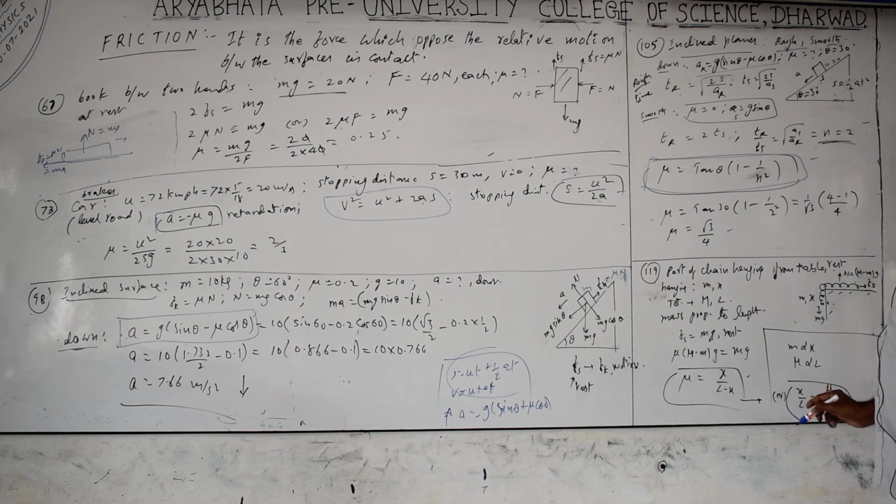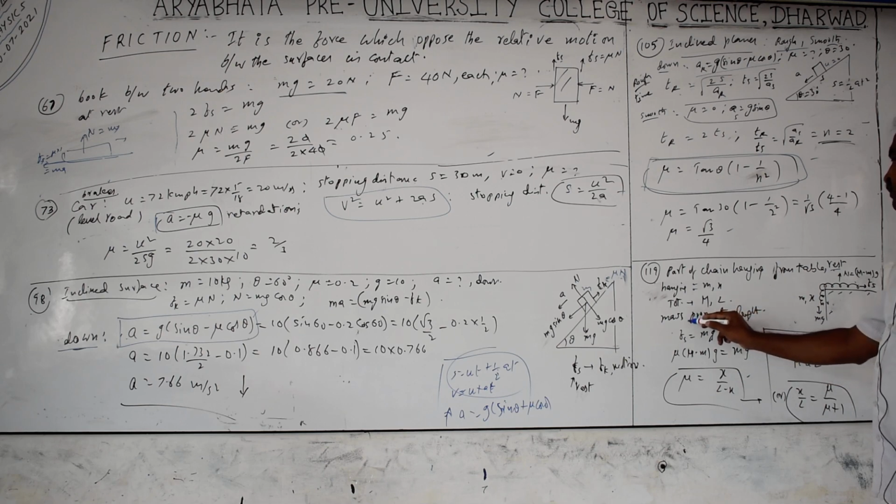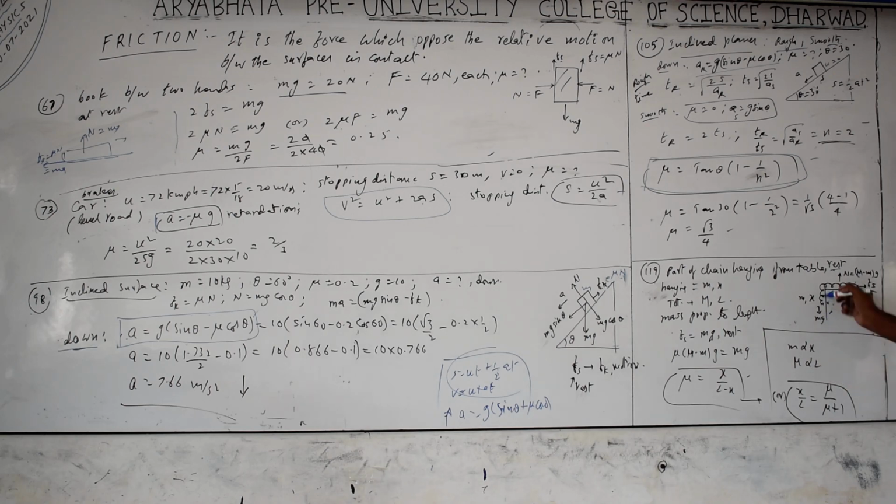Next, 119. Part of a chain is hanging from the table and is at rest. Total mass is capital M, total length is capital L. The hanging portion has small m and small x. Mass is proportional to length for a uniform chain or rope. The weight mg is pulling it downwards, but friction is stopping it. Some portion is on the top surface, some portion is hanging downwards.